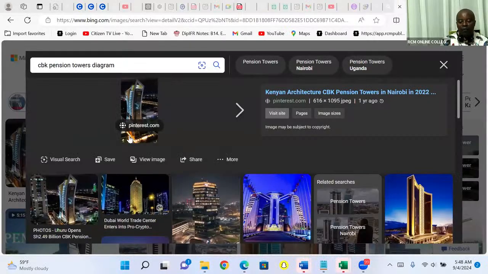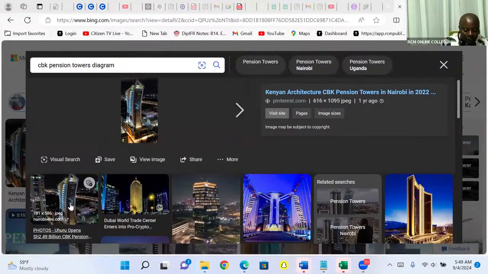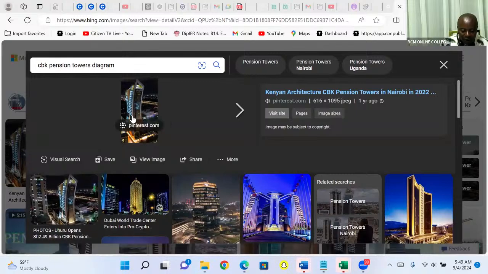This is that house which is very, very smart, which was built by some Chinese contractor. So you can see here, most importantly, that it's curving. It's a twin tower. Look at this one here. Yeah, this is much better. So you can see one is curving the other side, and then this other one here is curving this way, like this. It's CBK pension towers for the old people.